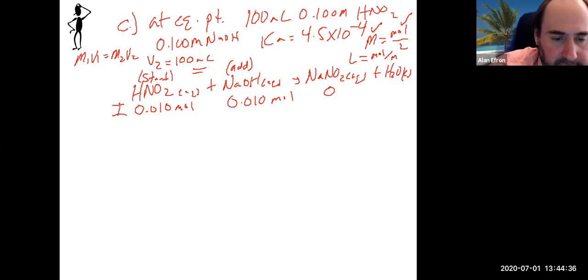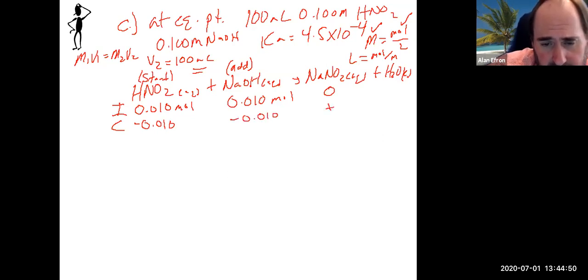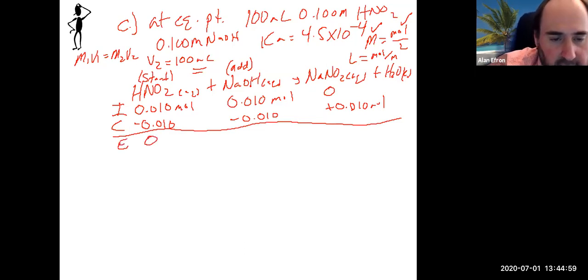That would be 0. So at this point, since we are at the equivalence point, you really can't pick the wrong number since there's only one number. So the change here has to be 0.01, 0.01, and plus 0.01. Which means when we reach equilibrium, as we would expect, all of our weak acid is gone, all of our strong base is gone, and we have 0.01 moles of our sodium nitrite.